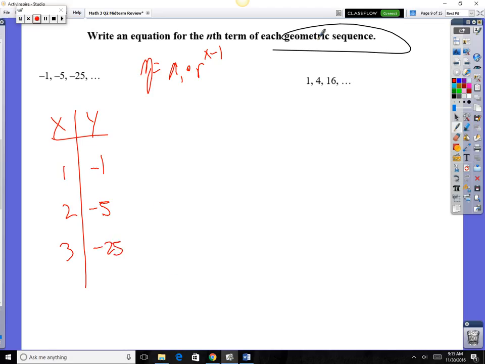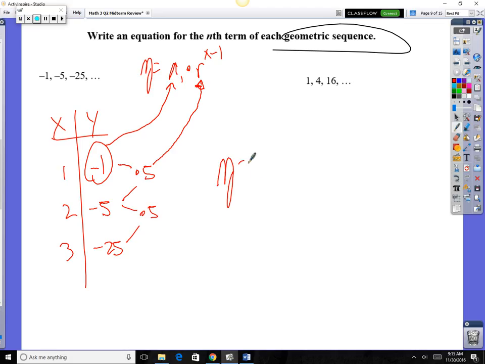So it looks like, if it's geometric, it grows by times, this guy times by 5 gives you this guy. This guy times by 5 gives you this guy. So that is the r. And that is the a sub 1. So your formula is going to be y equals a negative 1 times 5 to the x minus 1.